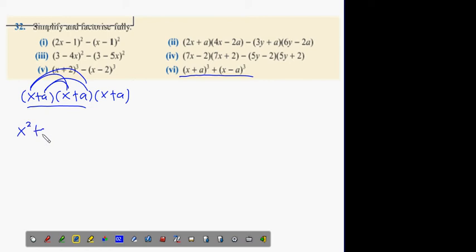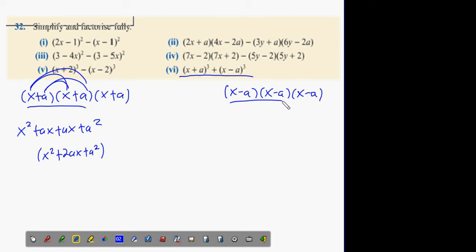x squared plus ax plus another ax plus a squared. And then that's x squared plus 2ax plus a squared. Similarly, what do you think this answer would be then? What do you think the two of them would be? Same thing, except it's minus 2ax. So x squared minus 2ax plus a squared.